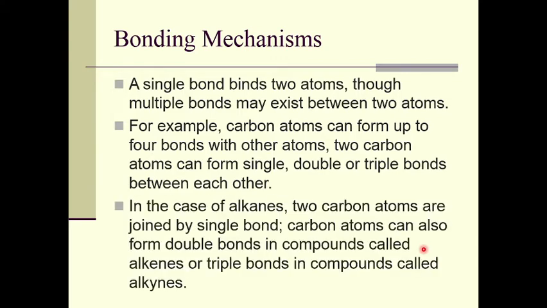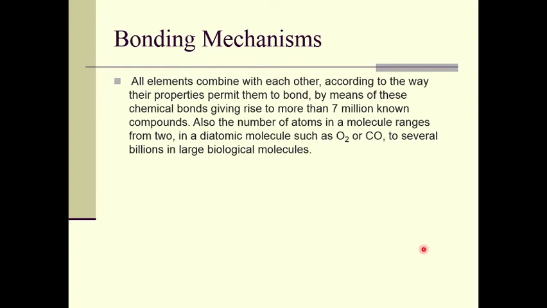In the case of alkanes, two carbon atoms are joined by a single bond, right? Carbon atoms can also form double bonds in compounds called alkenes or triple bonds in compounds called alkynes, right? So we have different types, single bond, double bond or triple bond, right? All these elements combine with each other according to the way their properties permit them to bond. By means of this chemical bonding they give rise to more than 7 million known compounds.